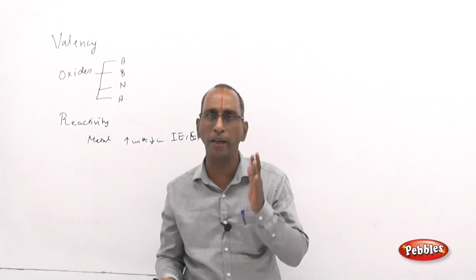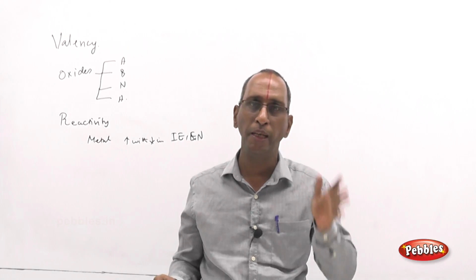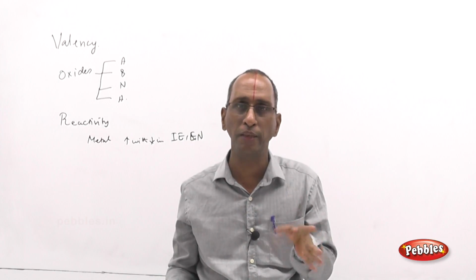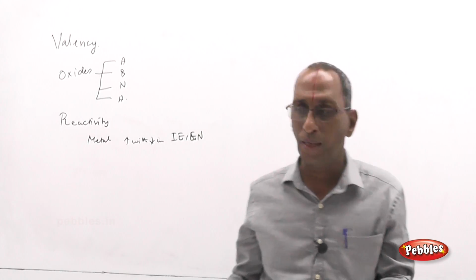So, up to third ionization energy it is possible for aluminum: boron, aluminum, gallium, indium, thallium. But fourth ionization is not possible. That is why carbon and nitrogen compounds are covalent in nature.